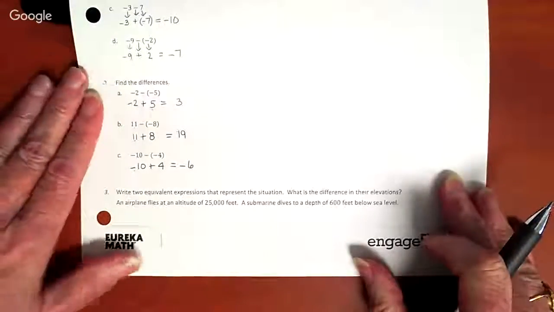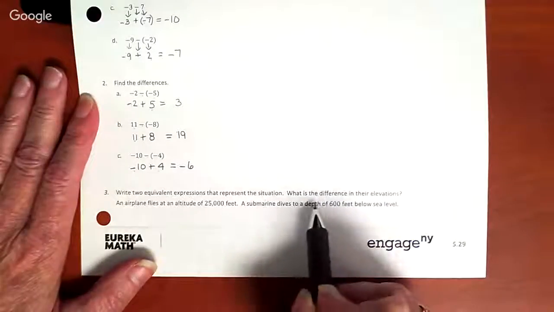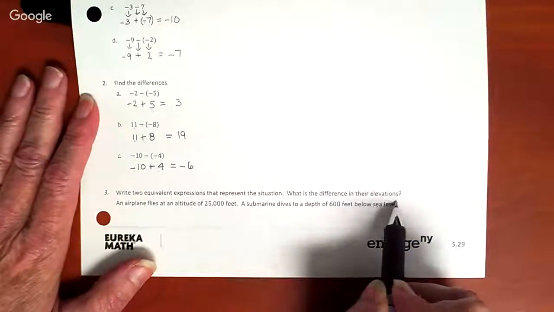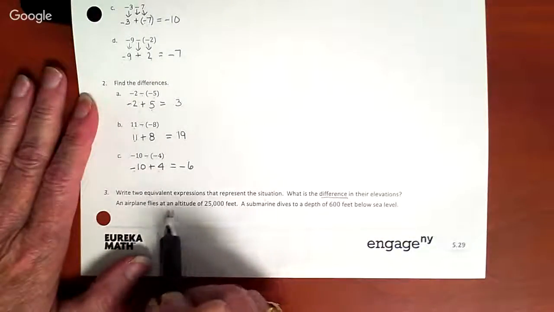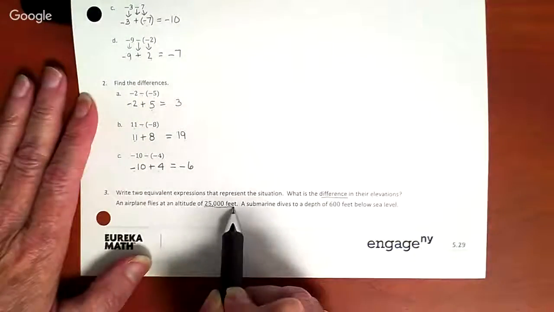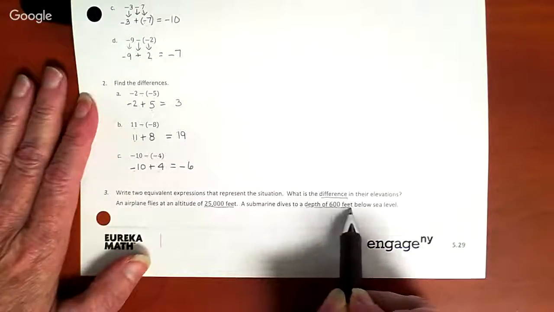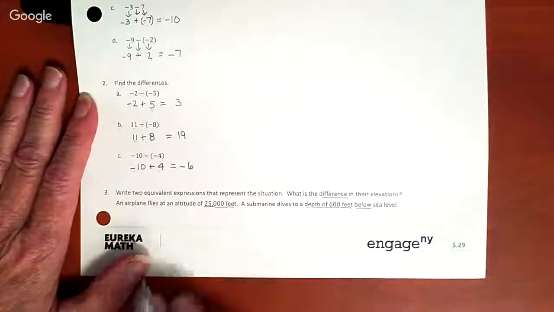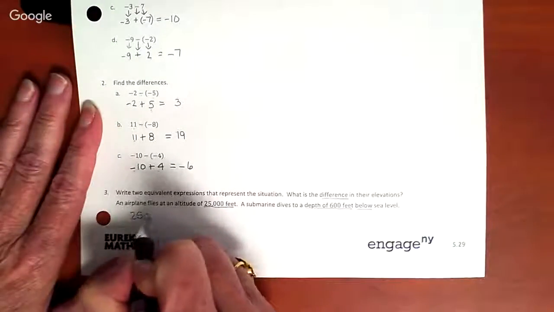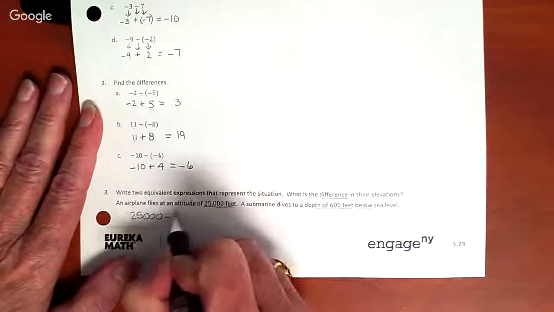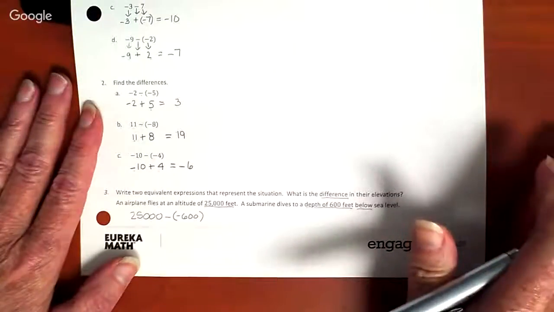My last question. Write 2 equivalent expressions that represent the situation. What is the difference in their elevations? So difference means to subtract. An airplane flies at an altitude of 25,000 feet. A submarine dives to a depth of 600 feet below sea level. Well, to write that, one way would be 25,000 minus negative 600, because we go below sea level.